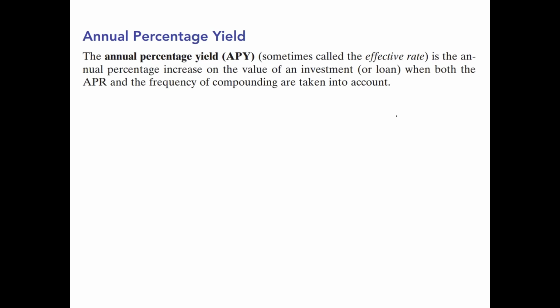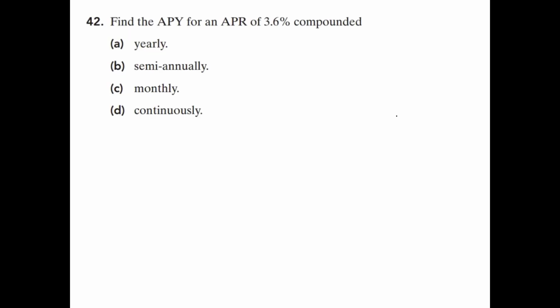But the annual percentage yield, sometimes called the effective rate, is the annual percentage rate increase on the value of an investment or loan when both the APR and the frequency of compounding are taken into account, right? So if you are given an annual percent rate of 6%, but you're compounding monthly, at the end of the year, you will have gone through a bigger increase than 6%. The amount of the increase is the APY, right? So the effective yield. So let me go through this with an example.